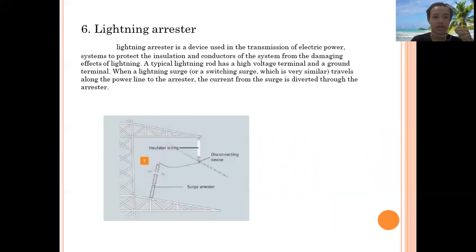And then number 6 is lightning arrester. A lightning arrester is a device used in the transmission of electrical power systems to protect the insulator and conductor of the system from the damaging effect of lightning. A typical lightning arrester has a high voltage terminal and a ground terminal. When a lightning surge or switching surge travels along the power line, it reaches the arrester. For placement, you can see in the picture.